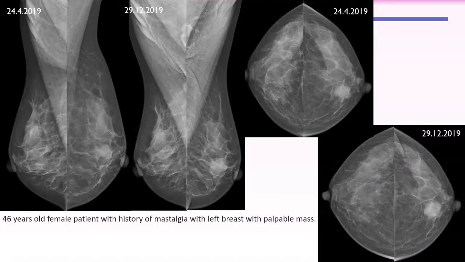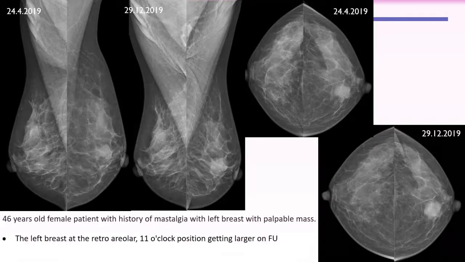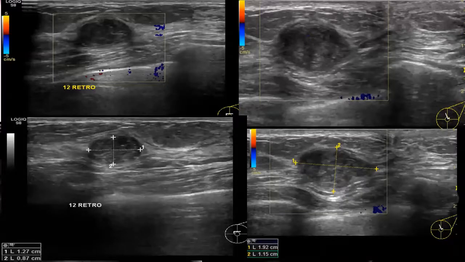The follow-up after 8 months may demonstrate enlargement of the lesion. Ultrasound, you see, also following the mammography, demonstrates some increase in the original mass at about the 11, 12 o'clock position of the left breast. And furthermore, the borders become more indistinct than previously, which necessitated a biopsy.